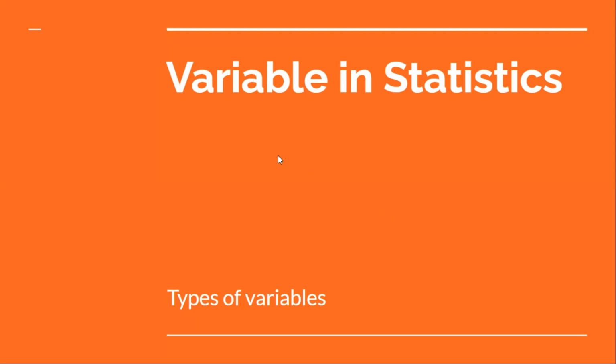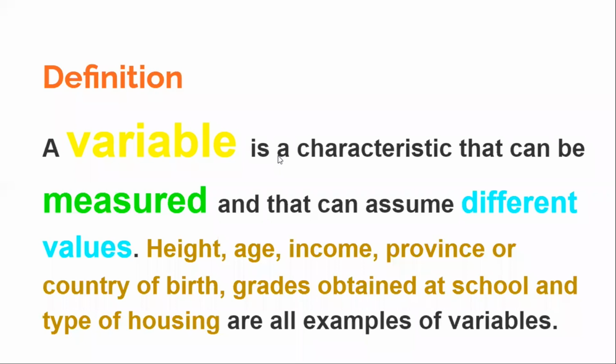Starting from the definition, we can say that a variable is a characteristic that can be measured. The focus is on measurement. So a variable is a characteristic that can be measured and that can assume different values. For example, take height or age of an individual, as well as income or province or country of birth. We can see that all those characteristics can change.